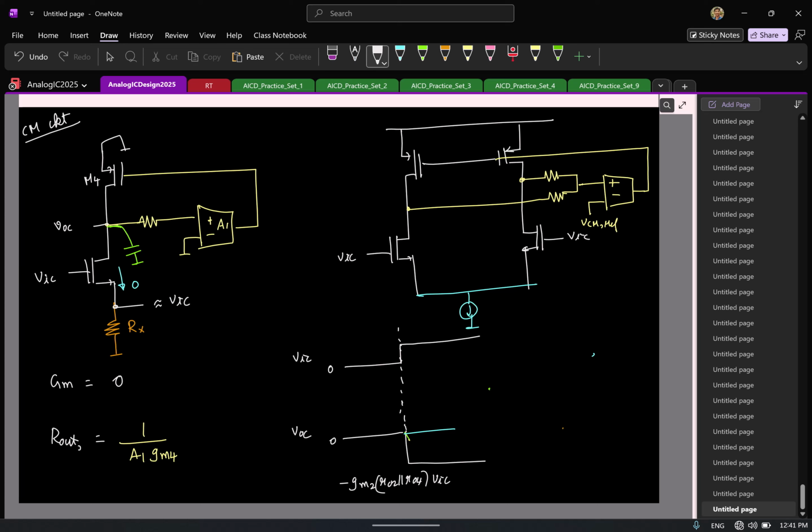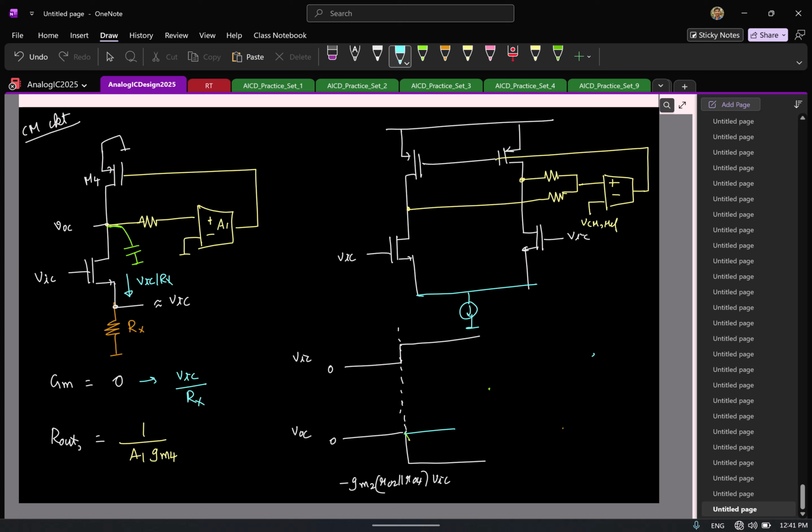VIC. So now what is the current flowing now? No, I mean this voltage is VIC. What is the current then? So the small signal current flowing here is, if the current source is not ideal, it's roughly VIC by the resistance, and the resistance is infinity, so the current is 0.